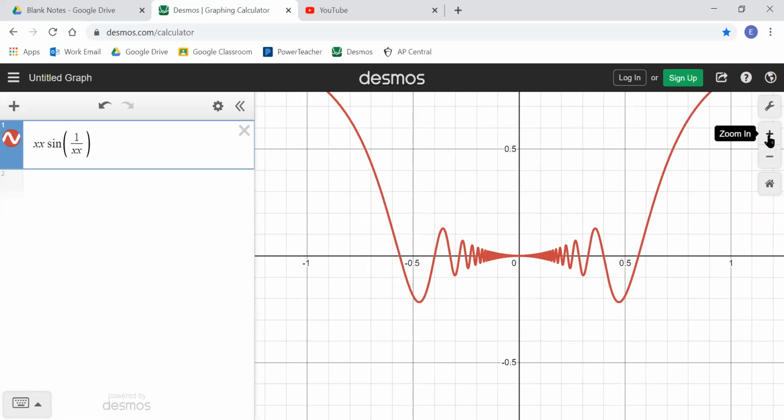So what we need to do then is find a function that's always above this and a function that's always below it that have the same limit at x equals 0. Any ideas on how we can do that?